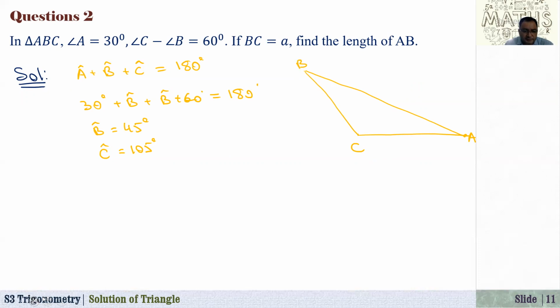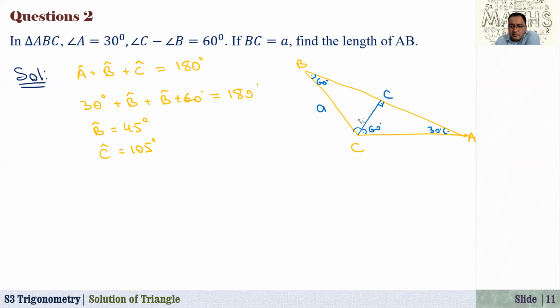All right. So now, if you actually label these angles, this angle is 30 degrees, and this one is 60 degrees, and C is 105. So now, what is BC? BC is a. And AB is equal to, let's say, c. So we have to find c. Now let me draw a height. If I draw a height from C to the side, so this 30, so this angle will be 60 degrees.